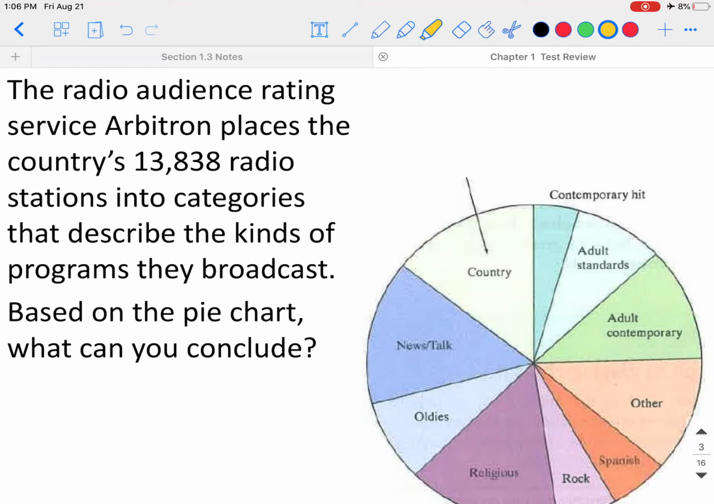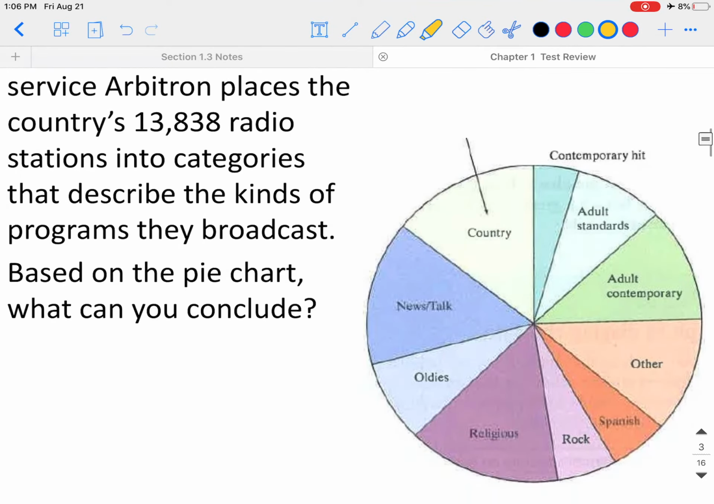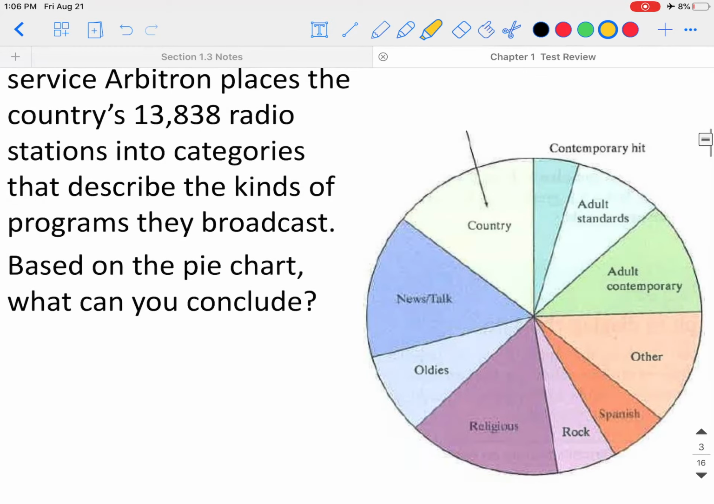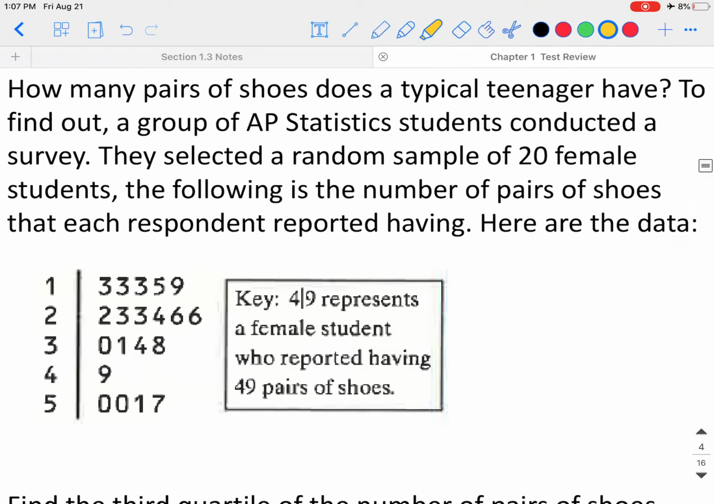The radio audience rating service places the country's 13,838 radio stations into categories that describe the kind of program they broadcast. Based on the pie chart, what can you conclude? So there are many different answers you can come up with for this. It's just looking at the graph and making a conclusion based on what you see. So one possible answer is there are more country music stations than contemporary hit stations in the United States.